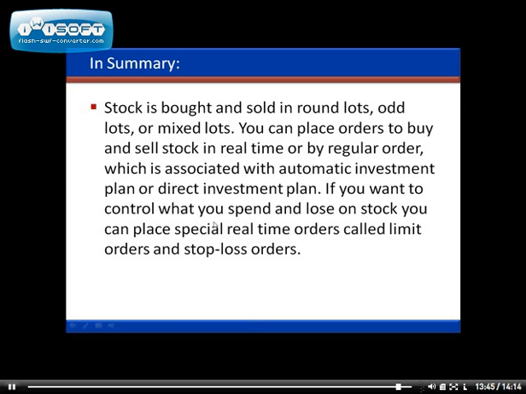So in summary, stock is bought and sold in round lots, odd lots, or mixed lots, and you can place orders to buy and sell in real time or regular orders. Regular orders are usually associated with automatic investment plans or a direct investment plan. And if you want to control what you spend or lose on a stock, you can place special real-time orders called limit orders or stop loss orders.